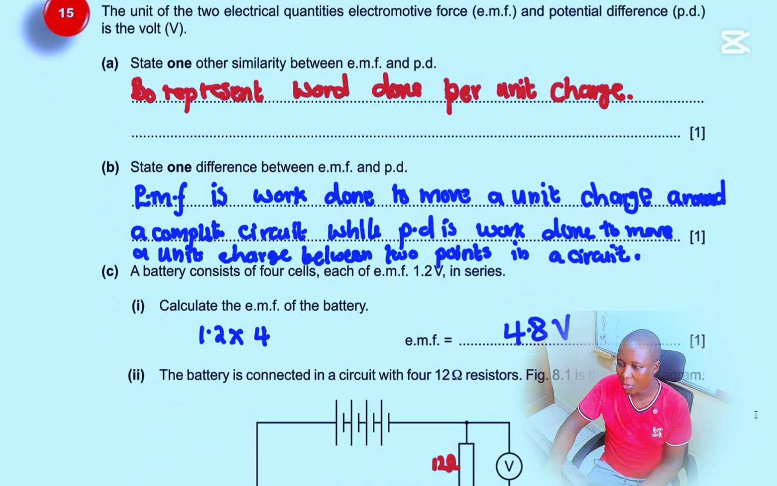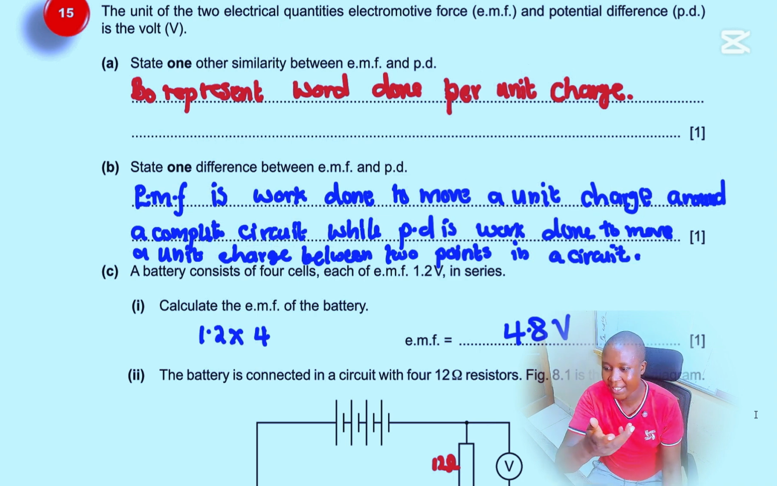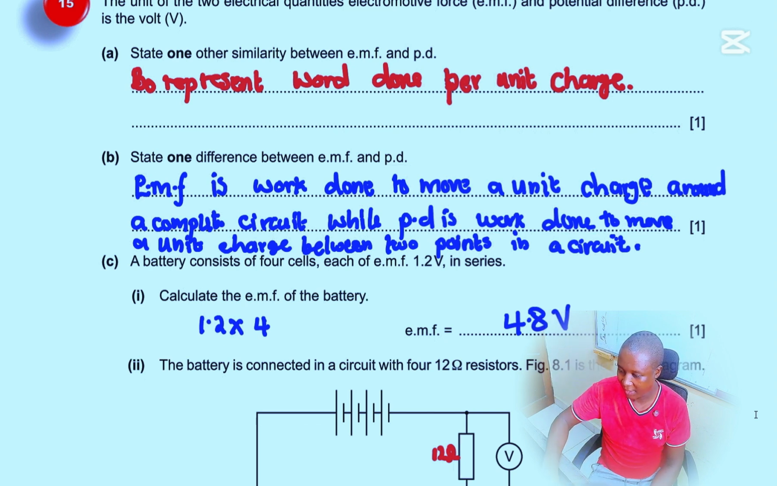One difference between EMF and PD. What's the difference? Work done to move a unit charge around a complete circuit, that's EMF. But the PD, the potential difference, is the work done to move a unit charge between 2 points in a circuit.